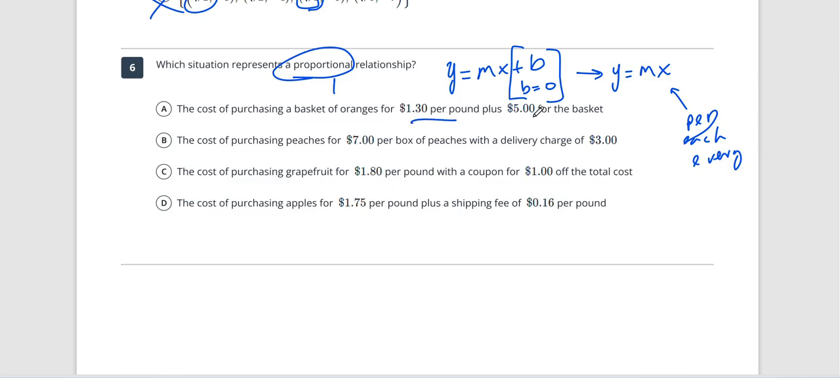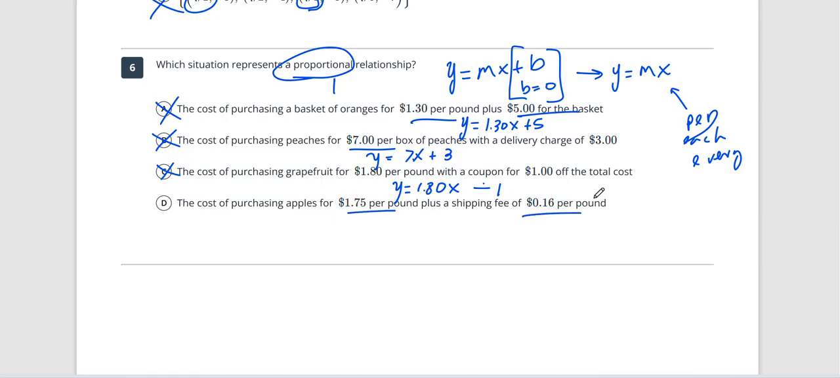Here's per, and this one has no per. So this equation here would be y is equal to 1.30x plus 5. What does that mean? That's not proportional. This one says per, so we're going to go y equals 7x plus 3. So that is non-proportional, two numbers. Per pound, y equals 1.80x with a coupon of a dollar off, so minus 1. Two numbers, x. Out, out, and out.